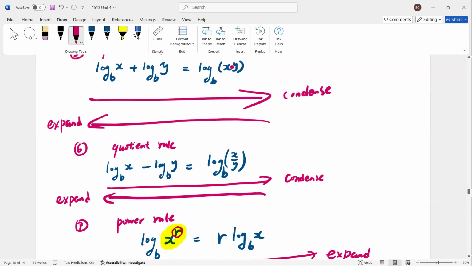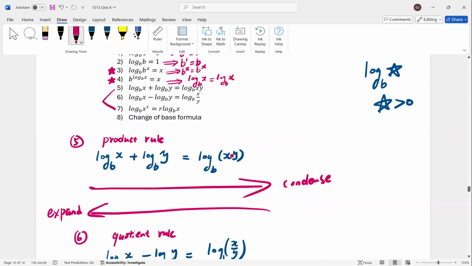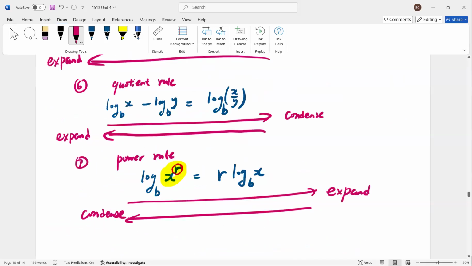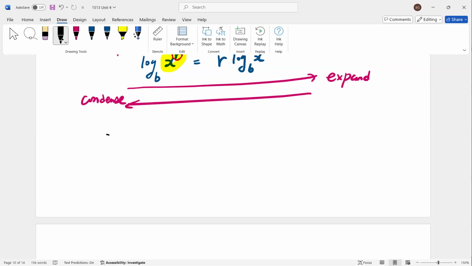Okay, next we are going to talk about number 8. Number 8 is about the change of base formula. It's very simple. You don't have to worry about the formula, to be honest. Change of base formula. If you go to the calculator, you should only see the common logarithmic function and the natural logarithm function. We mentioned that last time, right?